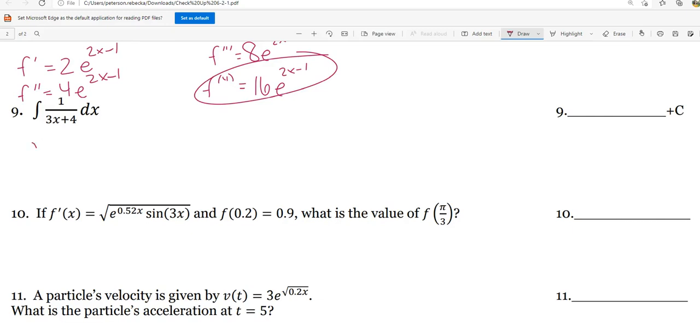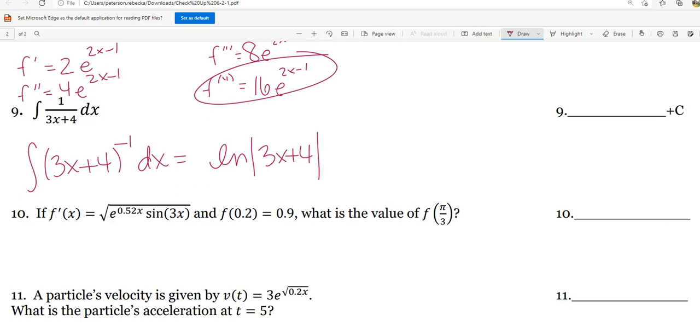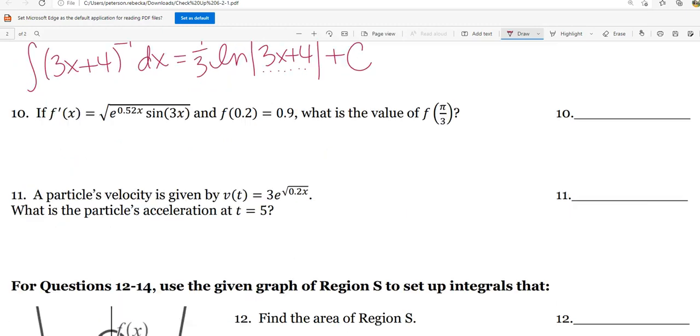If it's helpful, you can rewrite this as the quantity 3x plus 4 to the negative 1. So notice that this is an anti-chain. You've got a function inside another. Your outer function is x to the negative 1. So anti-derive that. Hold the inside. Then step 2, divide by the derivative of the inside, which is 3. So multiply by 1/3 in front. Don't forget your plus c.